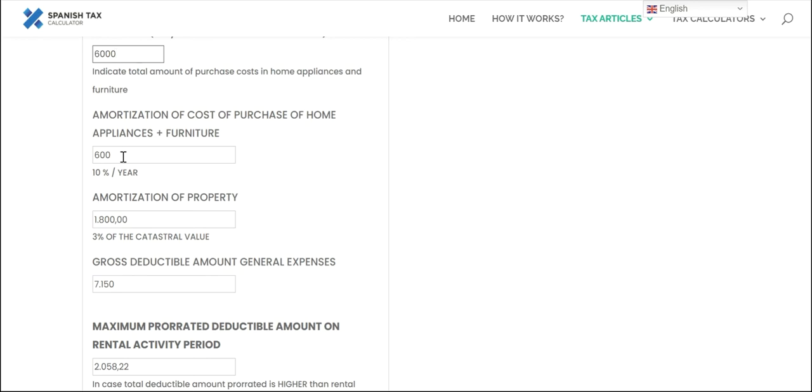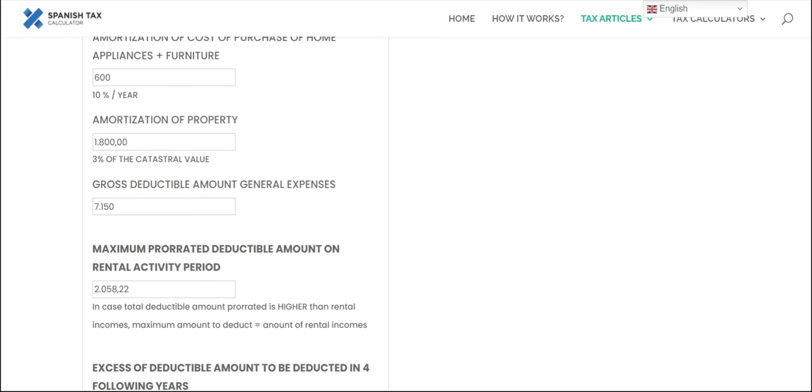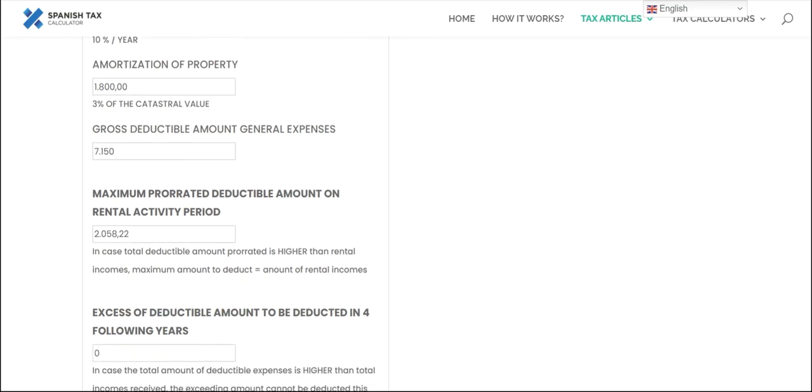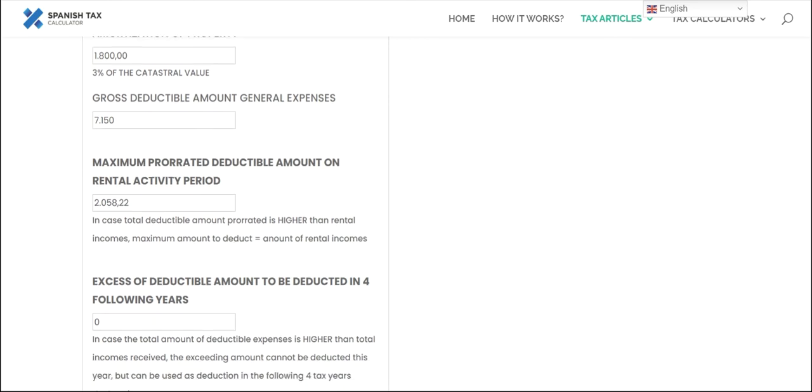I will explain how, but it's important for you to know that all these expenses can be deducted on taxes for rent in the case of the Spanish income tax, but only, as you will see later, for residents in EU countries. These reductions will not be considered for residents in countries outside the European Union. Okay, so the maximum prorated deductible amount of this rental activity period is 2,000.